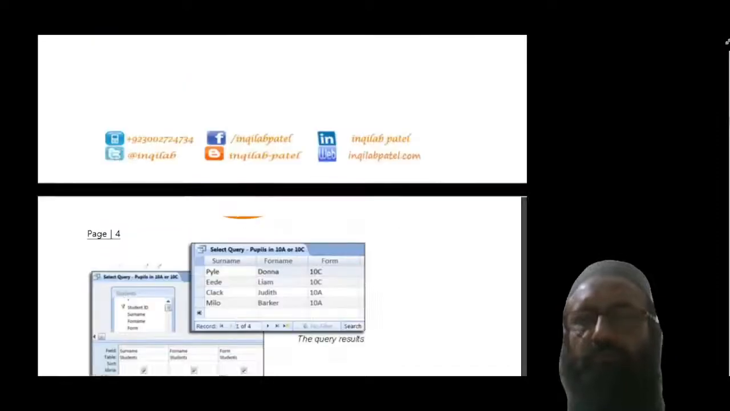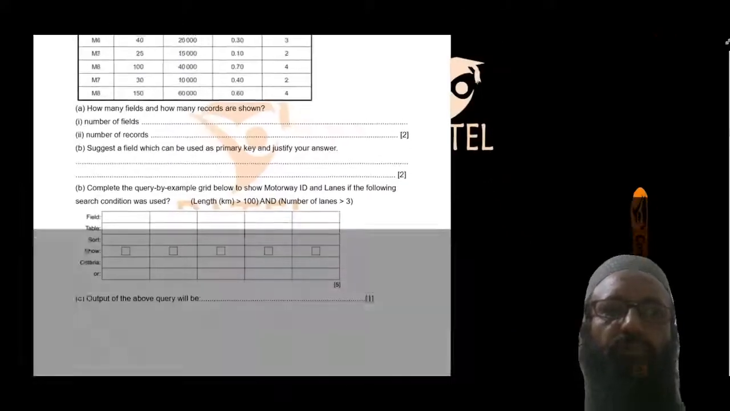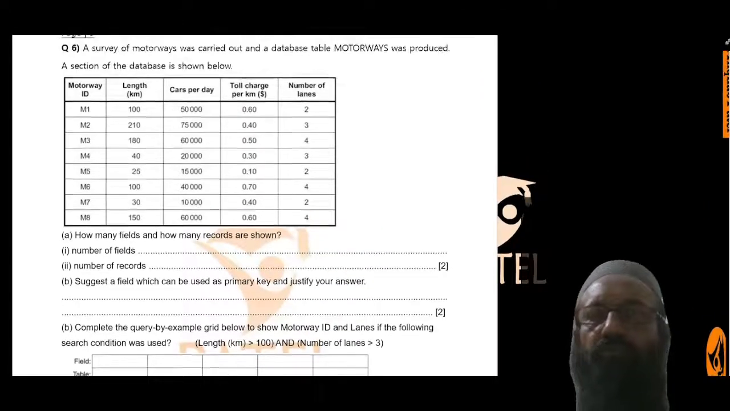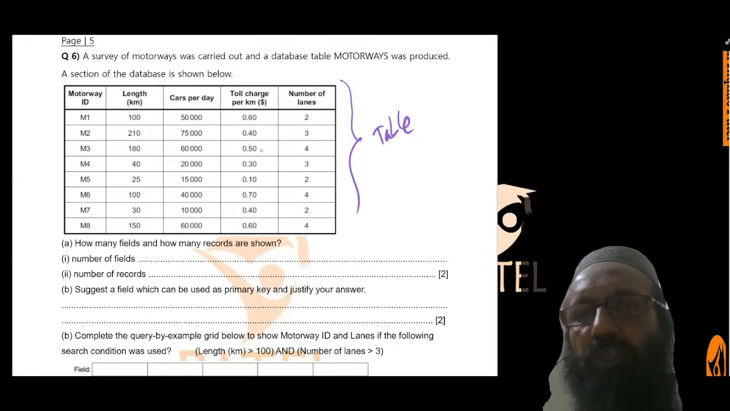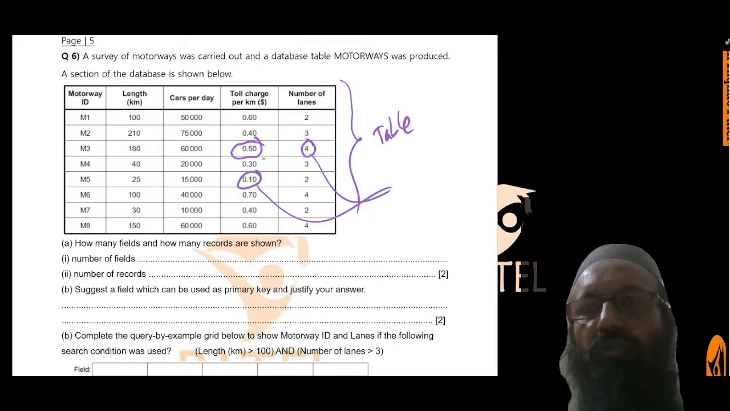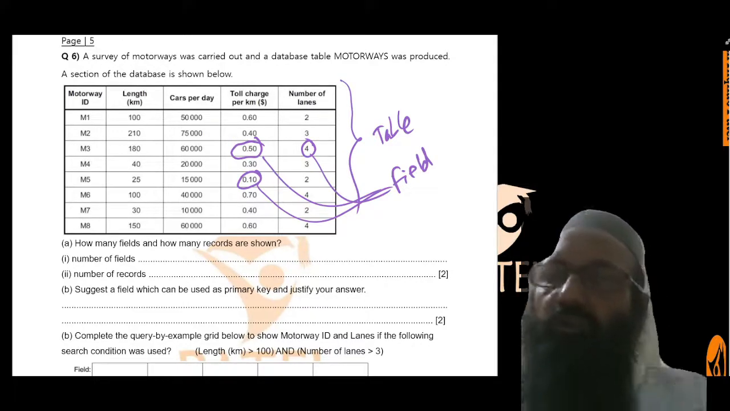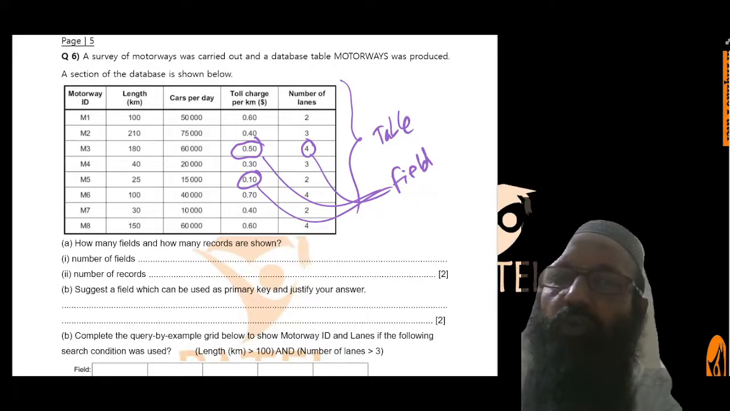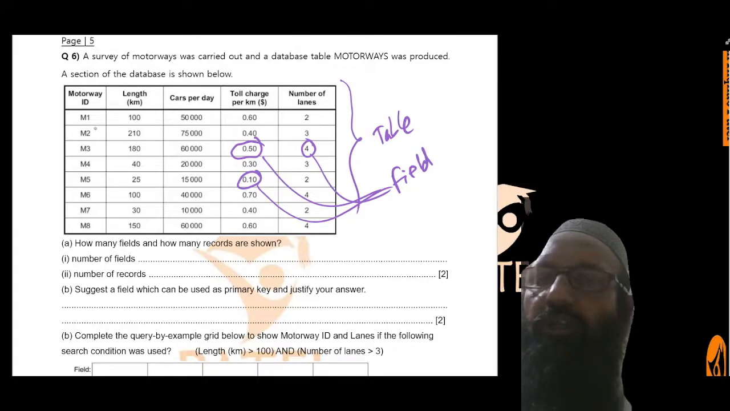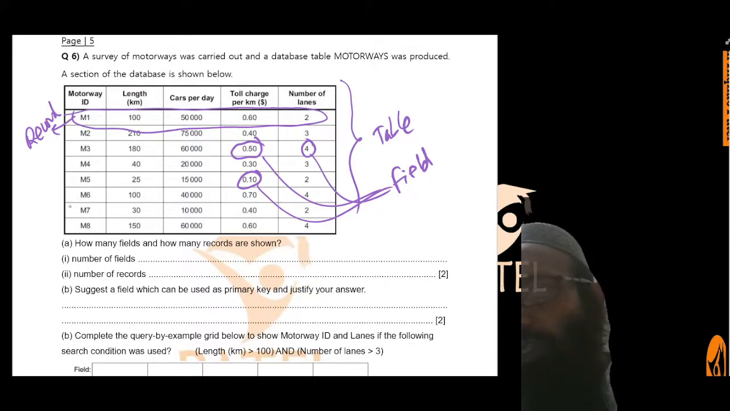For example, this is a database table. In this database table, any individual data item is known as a field. All fields related to each other are known as a record. For example, M100, 550,000, 0.60 and 2. So this will be considered as a record. Here, motorway ID is unique for each record, so it is known as the primary key.